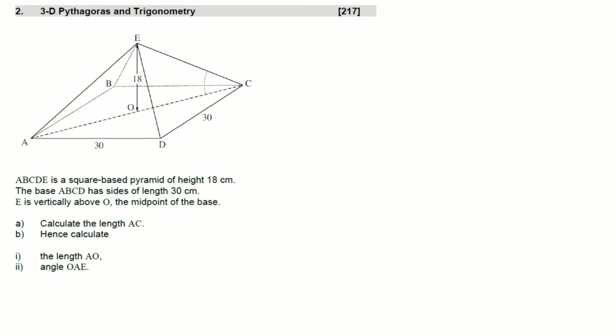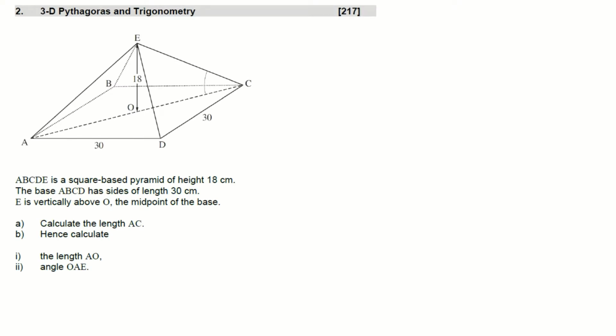Okay, question 2 then is 3D Pythagoras and trigonometry. There's only one question on this, but it's quite lengthy. So pause the video, come back when you're ready. Okay, so for this question, my top tip is to try and turn a 3D problem into a 2D problem. So look for 2D triangles you can use, because we can do 2D trigonometry and 2D Pythagoras easily. 3D is a bit more difficult, right?